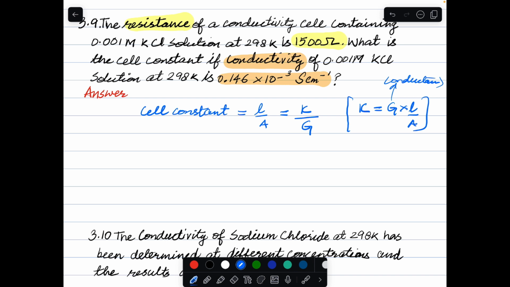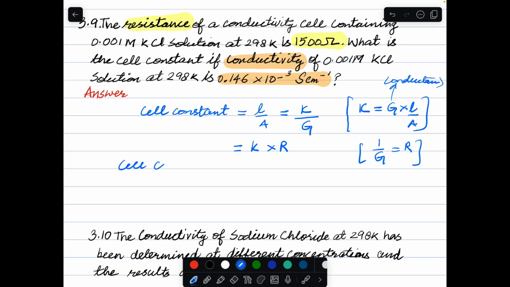Now we can rearrange this equation. So this is equal to what we have, in place of G, what we can write is 1 by G. 1 by G is nothing but the resistance, so multiplied by R. How are we doing this? We are placing in place of 1 by G, as we know that 1 by G, that is inverse of conductance, is nothing but resistance, R. So it will be this value. Now we will put down the values and we will calculate the cell constant.